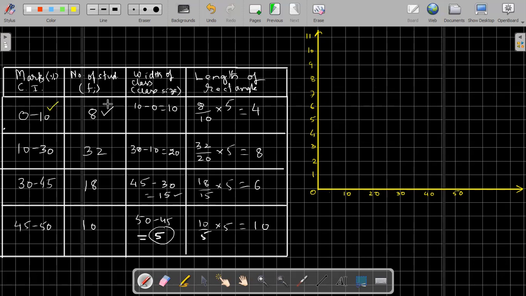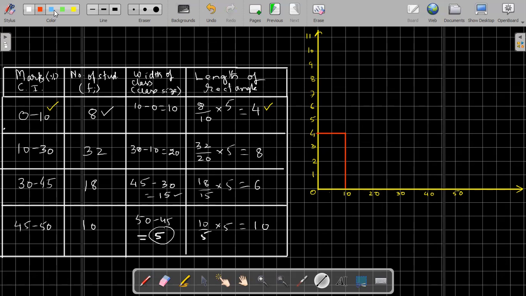So 0 to 10. The height is how much? 4. The adjusted height is 4. So 0 to 10, height is 4. This is the height from 0 to 10, so we make 0 to 10, height 4. This is the first bar.